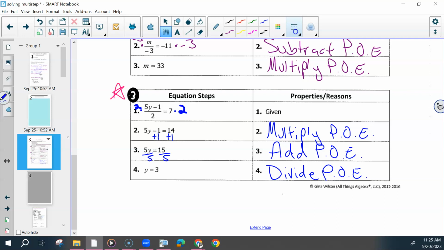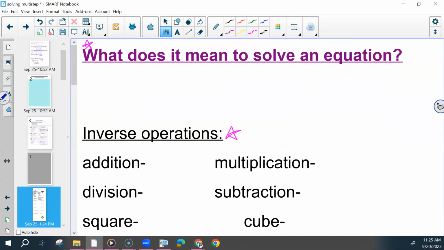What is the purpose of POE? It just means what you do to one side, you have to do to the other. Okay. Alright, so this is kind of a repeat question, but also not at the same time. If I asked you, what does it mean to solve an equation, what would you say? Okay, find the answer. So kind of like what we talked about before, to find the answer, the solution, but by using our properties of equality or the inverse operations.